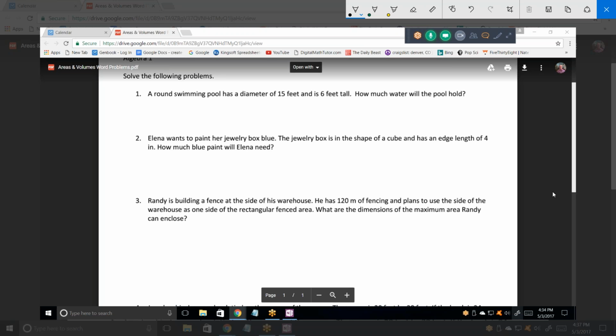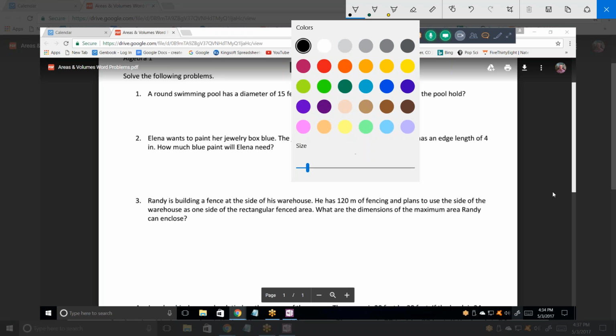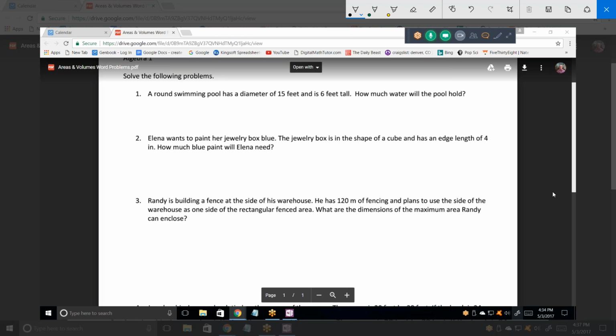About the second one. So here we have a cube. Yeah. She wants to paint it. It's got an edge length of 4. It's a terrible question, the way they worded the question, but we know what they mean. Well, I think we do. Do you know what they mean on this?